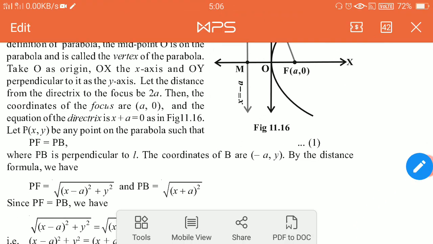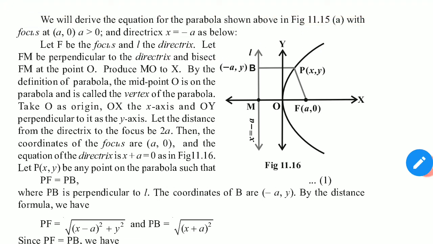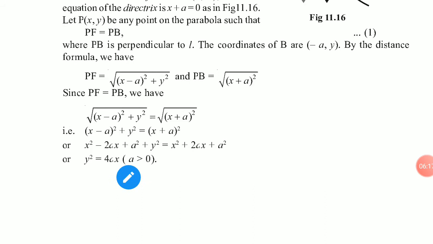So you can derive the equation for any diagram. These four diagrams are there. This is the equation for the parabola when it lies on the positive x-axis: y square is equal to 4ax. This is the method of how to derive the equation of parabola. Like this, you can also derive the equation for the other three diagrams, which I explained in the previous video. So I hope you understood it.